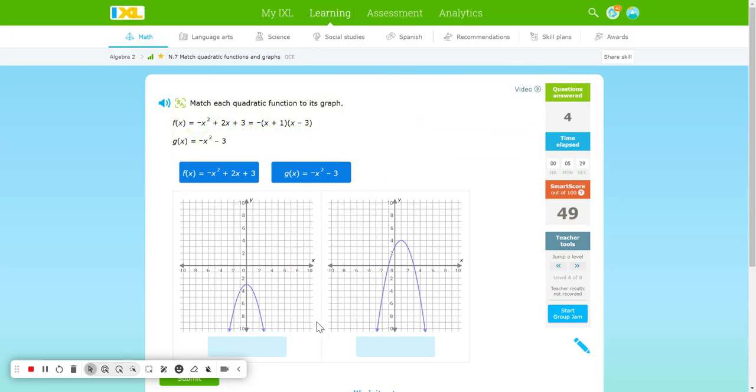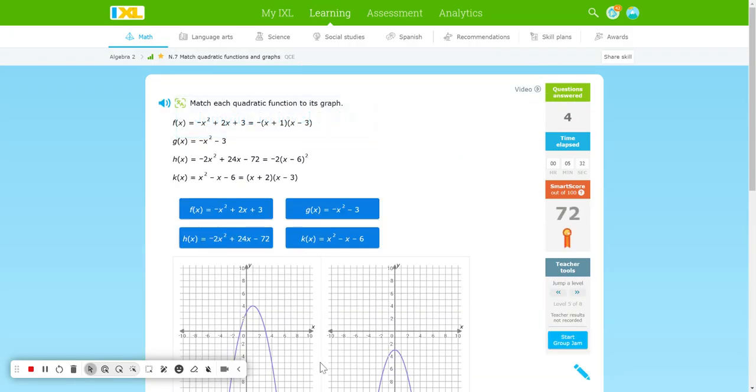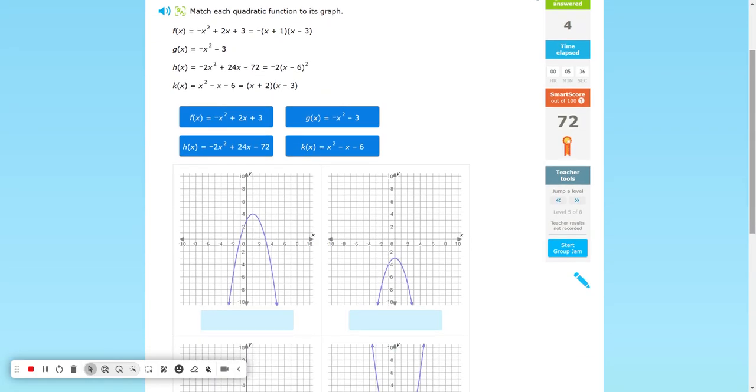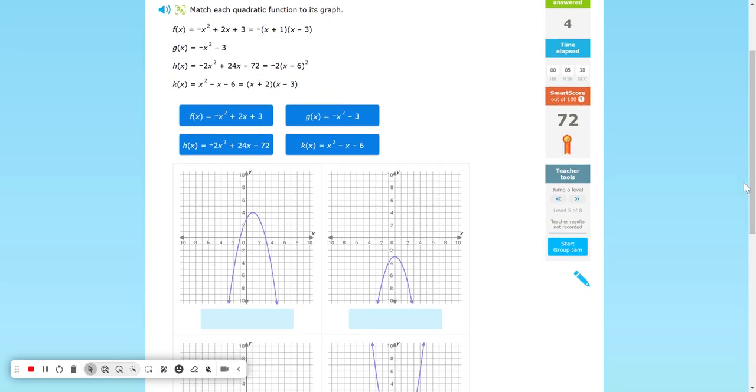All right, so I do a couple more advanced ones. You got four functions to go with four graphs. So your choice, I can go in whatever order I want. The first function is the factored form. You can see the two x-intercepts had to be at -1 and +3, and this graph opens down, because this is negative.